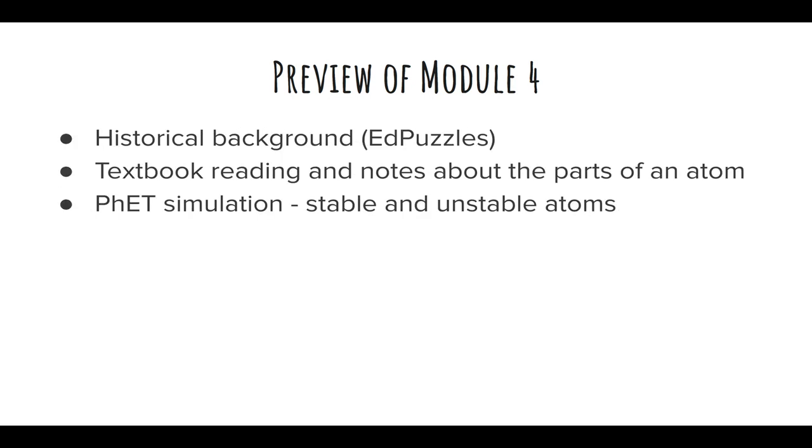During this module, we will first learn some historical background about scientists who study the structure of atoms and the meaning of radioactivity. You will then use your textbook to review the parts of the atom. You should already be somewhat familiar with this content from previous science classes. Finally, you will use a PhET simulation to investigate what makes an atom stable or unstable. And this simulation will run on any computer or phone, so you'll be able to play with it yourself.